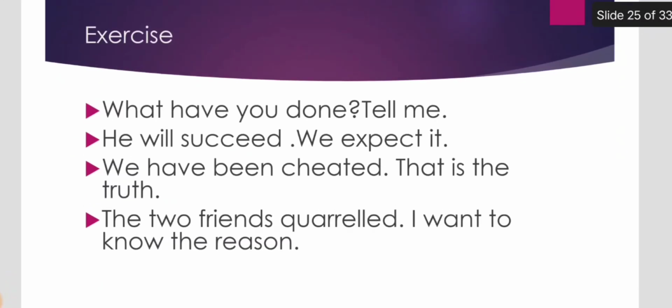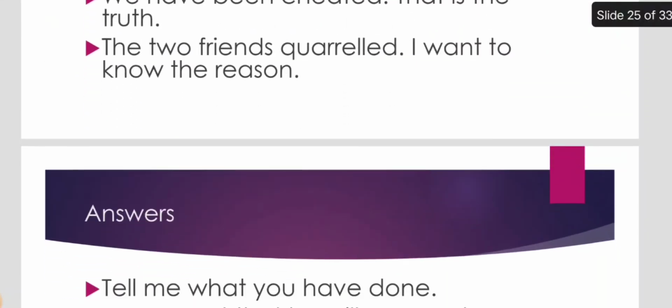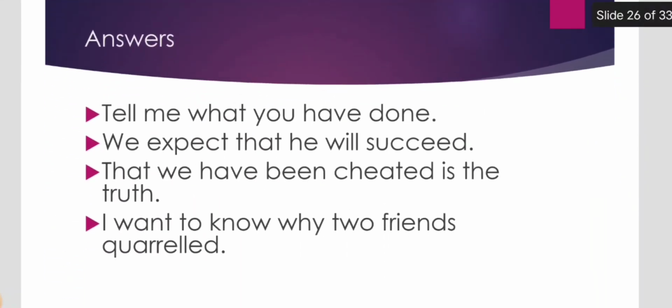Let's do the exercise. What have you done? Tell me. Tell me what you have done. He will succeed, we expect it. We expect that he will succeed. We have been cheated, that is the truth. That we have been cheated is the truth. The two friends quarreled. I want to know the reason. I want to know why the two friends quarreled. So do the exercise and match your answers.